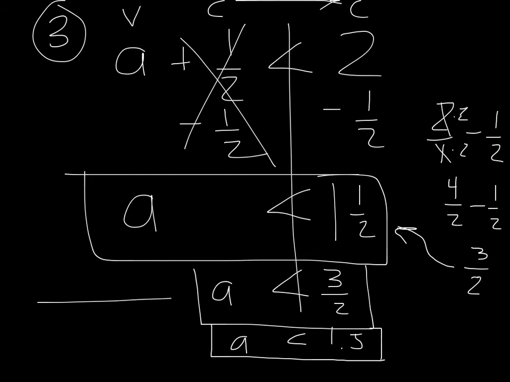And graphing that, we know 0 is there, 1 and 1/2. If that's 2, that's where the 1 and 1/2 will be. So I'm going to put an open circle there since it's just less than, and I'm shading to the left side. So that's example number 3. Let's go to example number 4.